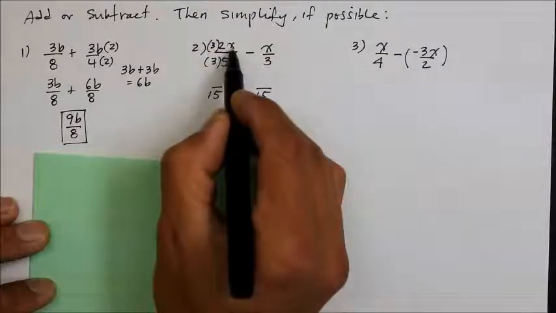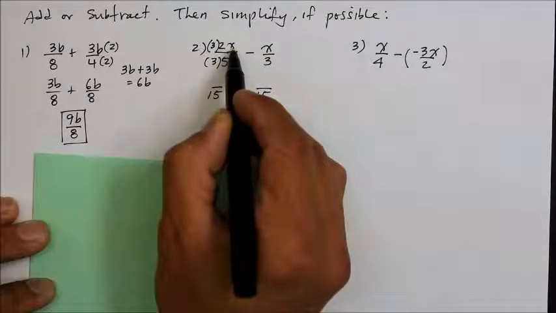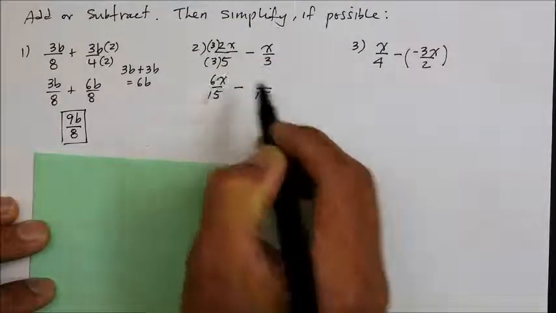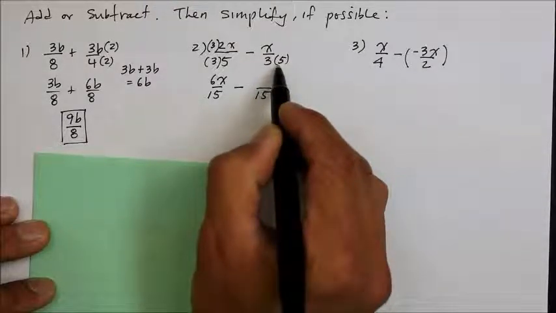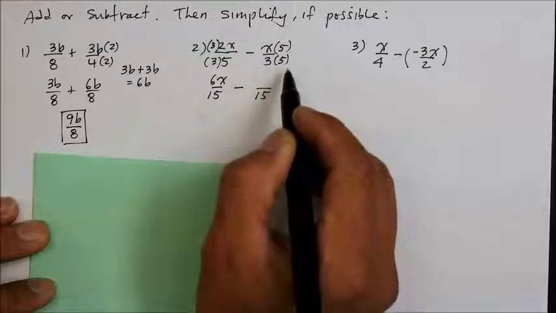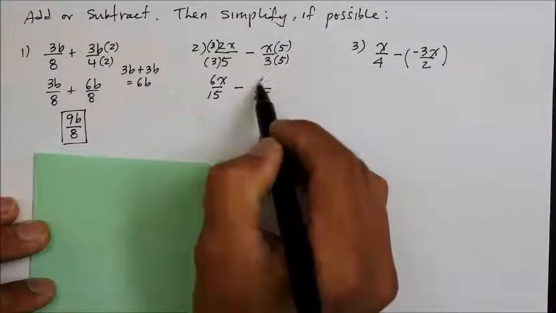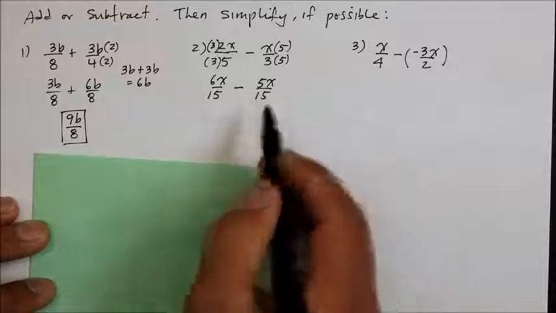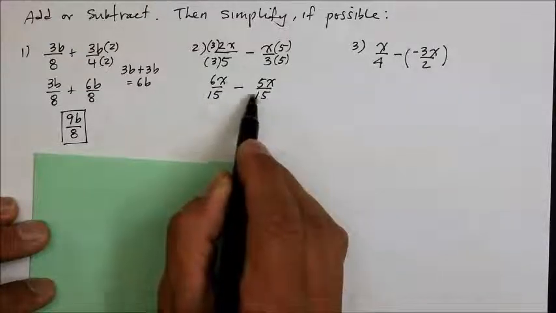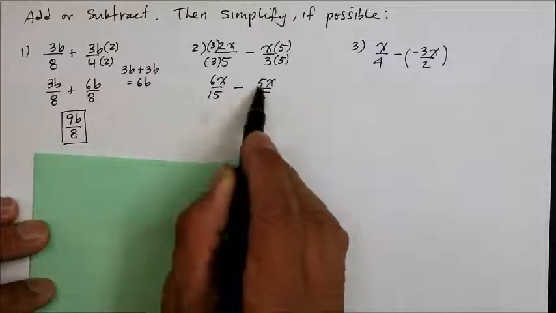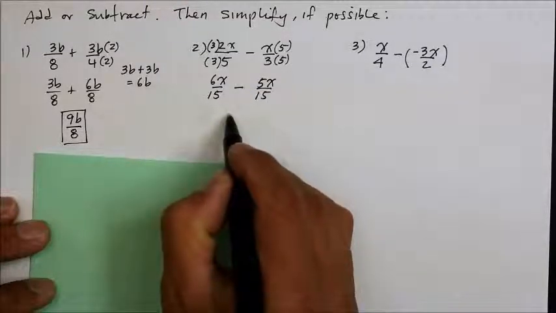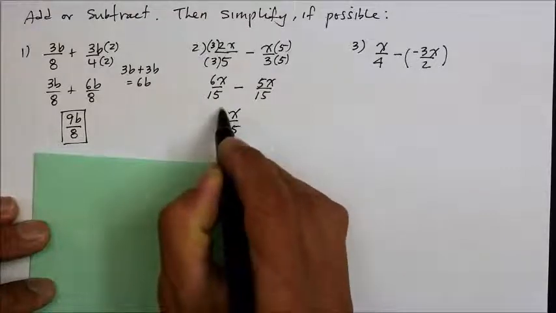And 3 times 2x, that's like saying 2x plus 2x plus 2x. Multiply it or add it 3 times. So that becomes 6x. And how does 3 become a 15? Well, you have to multiply the 5. And whatever you multiply downstairs, multiply it upstairs. So 5 times x is 5x. Now that we have a same denominator, we could go ahead and combine the numerators. In this case, we have 6x minus 5x, which is 1x, or simply x over 15.